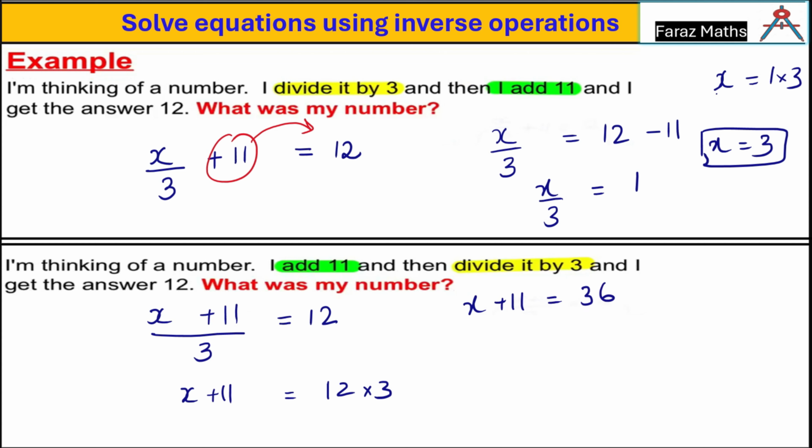Now this 11 is in addition, so it will subtract on the right side. So we have x plus 11 over there. So plus 11 will become minus 11 on the right side and then x equals 36 minus 11. So that would be 25.